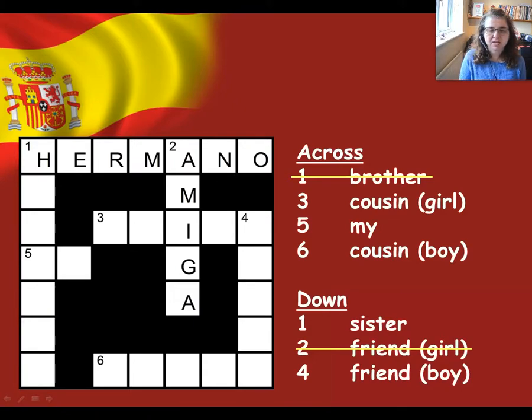And three across, the clue says cousin who is a girl. So what are we going to put into that one? What's the word for cousin when your cousin's a girl? That's right, prima. Now let's have a look at one down because we've got the first letter, haven't we, of one down.